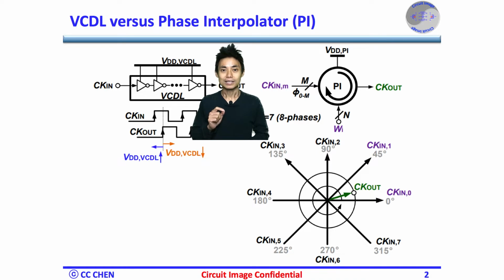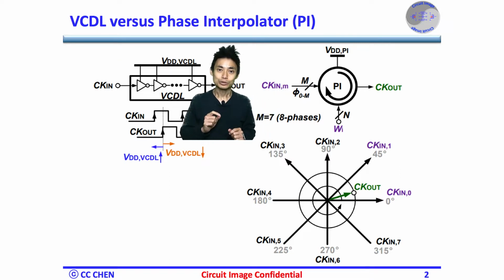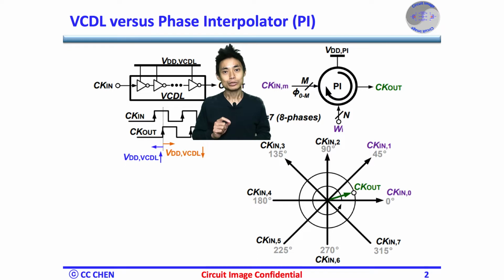As we discussed in the DL-based CDR, the voltage controlled delay line, VCDL, provides a phase change through the clock delay controlled by the supply voltage. Similarly, the Phase Interpolator provides a fine multi-phase resolution for a phase change, and it also requires the bitrate clock as its input.